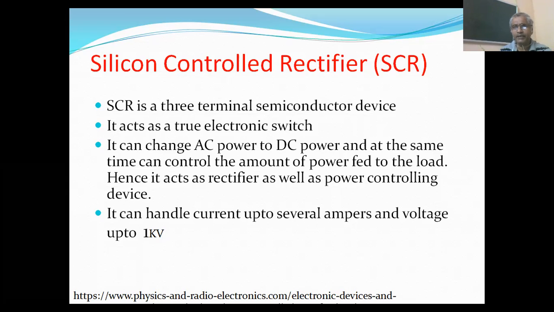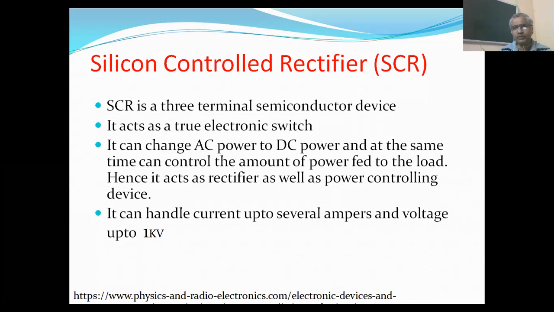So the important point to remember here is that the silicon controlled rectifier converts AC power to DC power, and at the same time it controls the amount of power fed to the load. That means it serves two purposes. One is rectification and the other is power controlling.